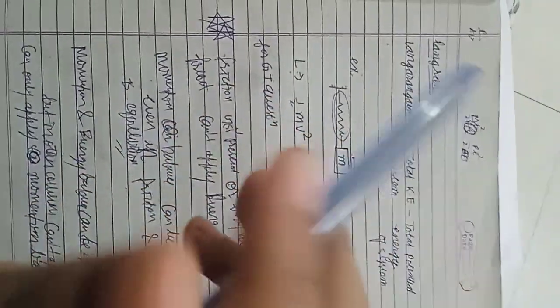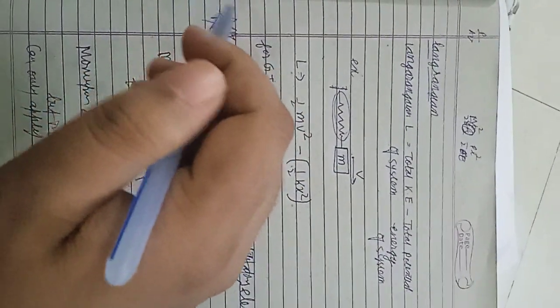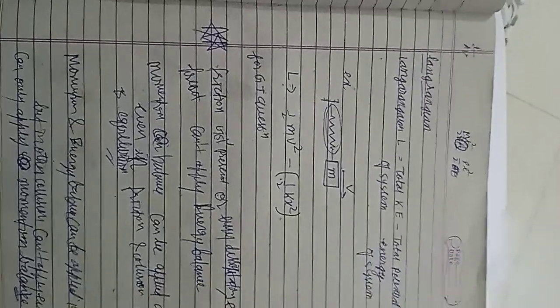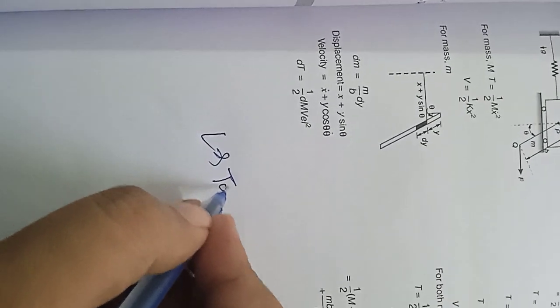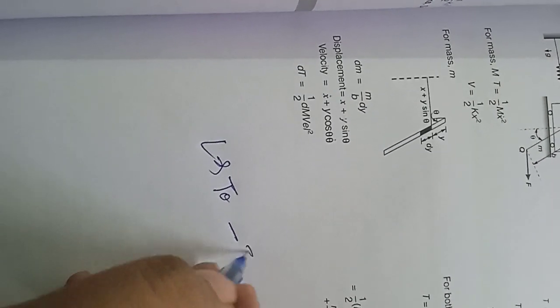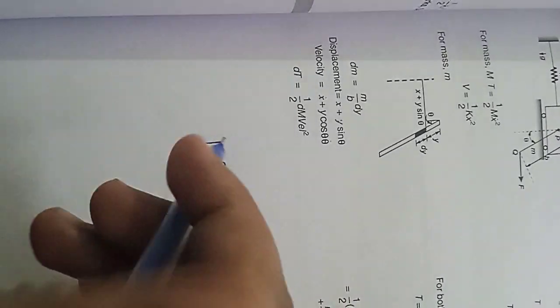And the last topic of this is Lagrangian L. What is L? Which was asked in GT 21. This was the question in which Lagrangian L is asked. Okay, in the Lagrangian equation, only L will be asked. What is L? L is equal to total kinetic energy minus total potential energy of the system.